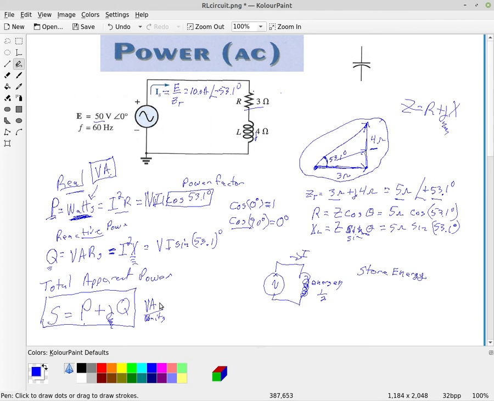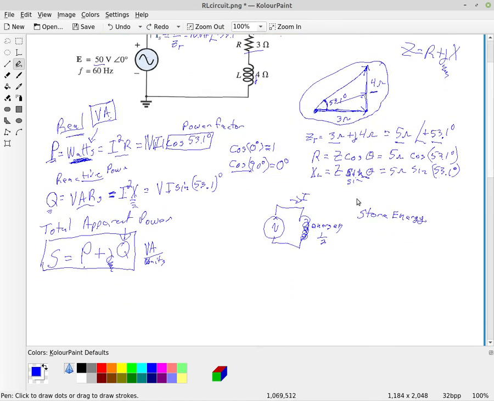Okay, volt amperes. So volt amperes is the total apparent power. VARs represents the energy being stored, which is I squared times the reactance. So it could be a negative there, or it could be a positive. And then the real power is I squared R.